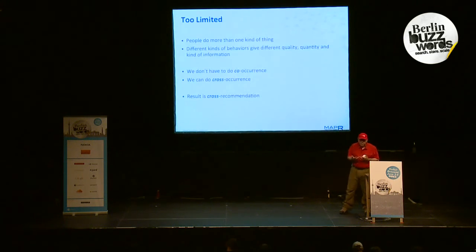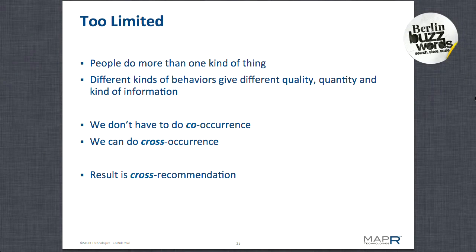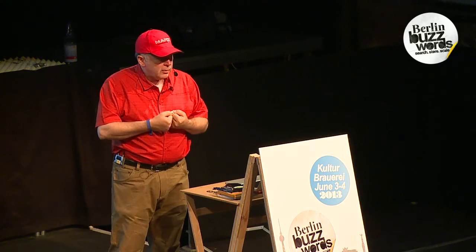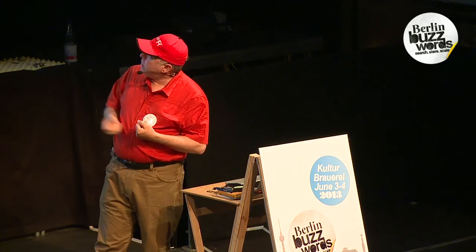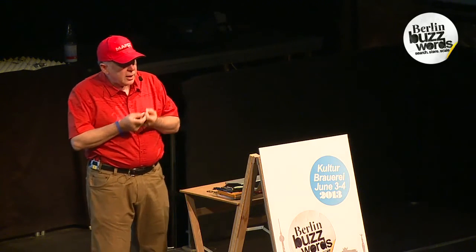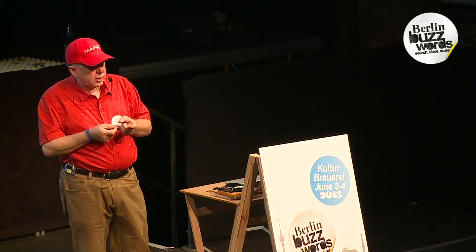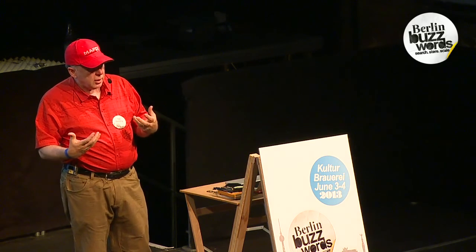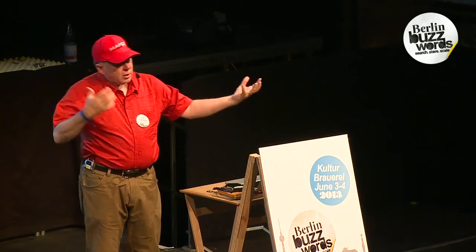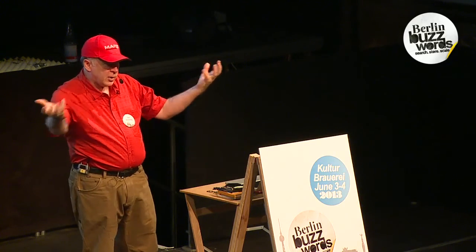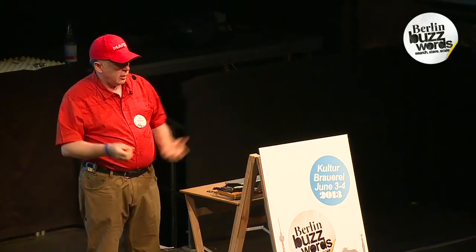The big, big problem here is people do more than one kind of thing. And that more than one kind of thing has more than one kind of meaning, more than one kind of implication, more than one kind of strength of the recommendations. And so we have this problem. How do we combine these different kinds of behaviors? The basic idea is that we don't do co-occurrence anymore, we do cross-occurrence: when one kind of behavior co-occurred with another kind of behavior. So we cross from one set to another.